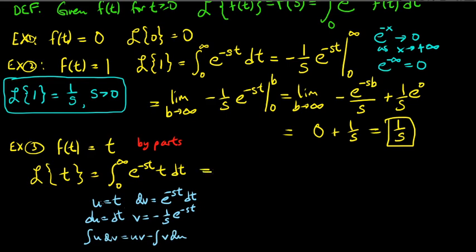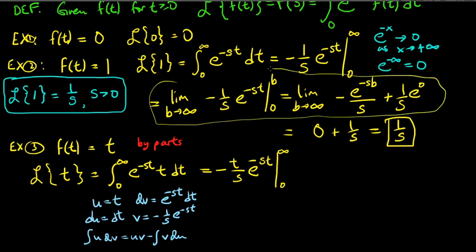So let's apply that. u times v is going to be negative t over s, e to the negative st, and then we evaluate between 0 and infinity. Again, sloppy, but get used to it. It's a lot easier than having to go through all these limits again. Once you get used to it, it almost becomes second nature. And then minus the integral of v du.